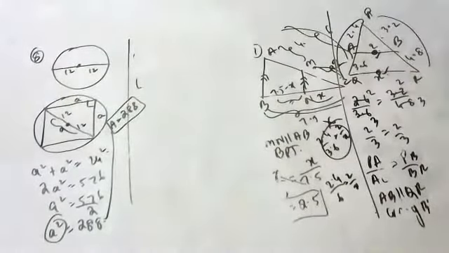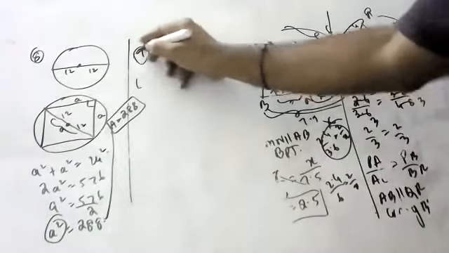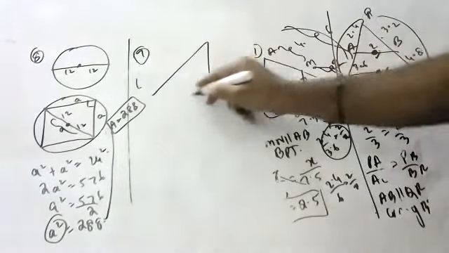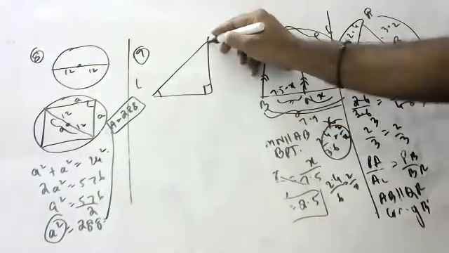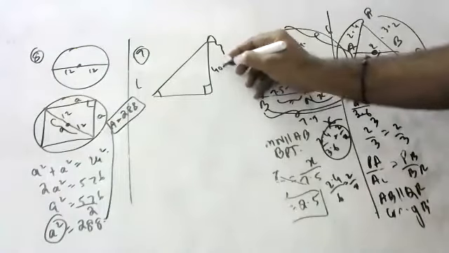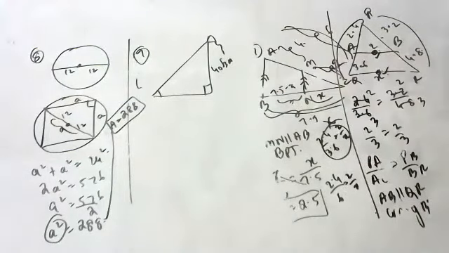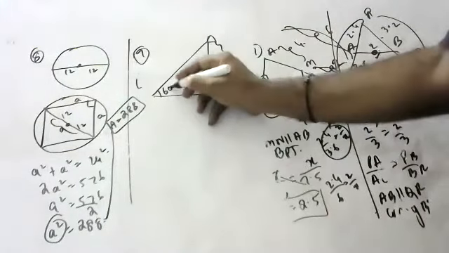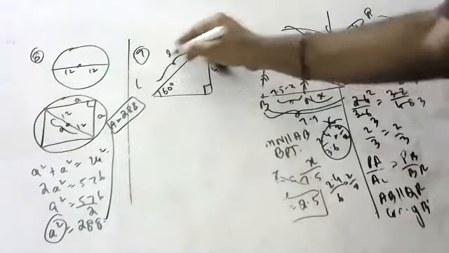Next one. Last question for the day, children. A kite is flying here at the height of 40 root 3 meters. It is attached to a string making a 60 degrees angle. What is the length of the string?